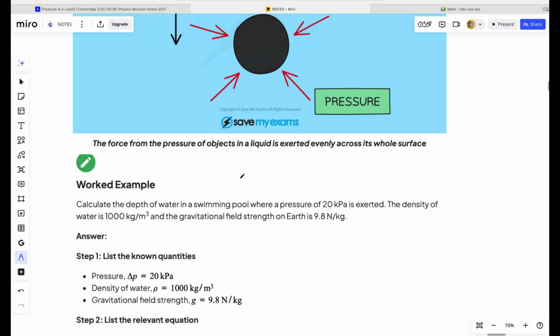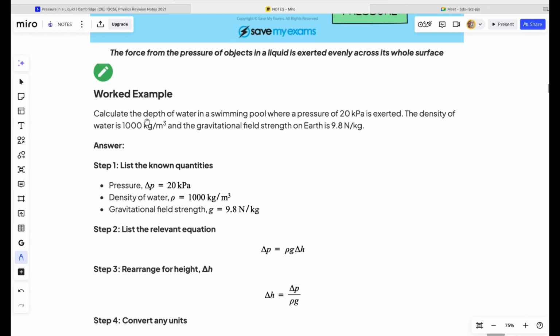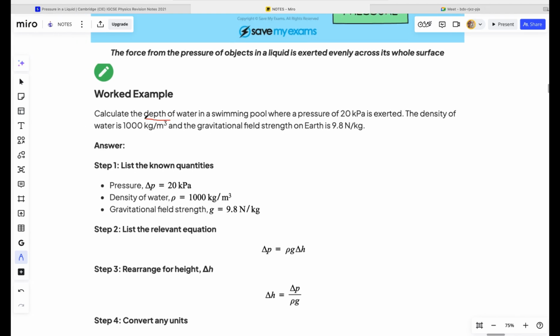Now let's take a look at a question. It says calculate the depth of water in a swimming pool. They are not asking us to calculate the pressure, but the depth, which means the height of water in the swimming pool. Here they've given us the pressure: 20 kilopascal is exerted. The density of the water is 1000, a constant value, and the gravitational field strength is 9.8.